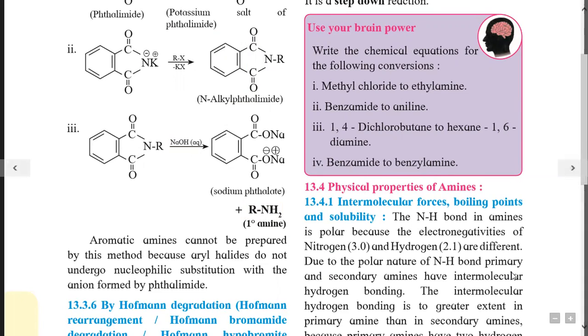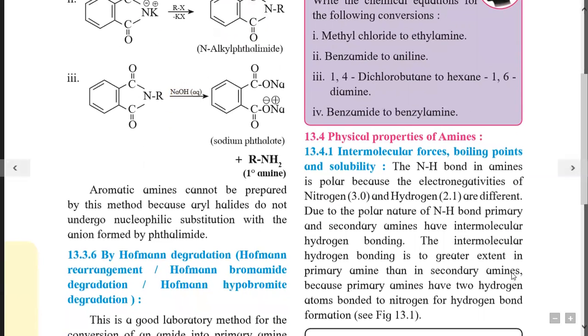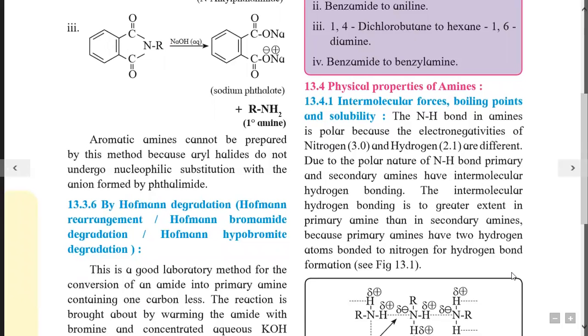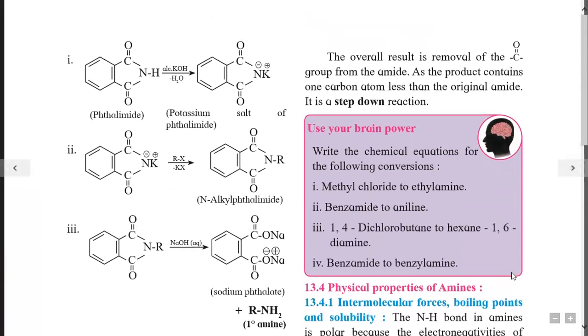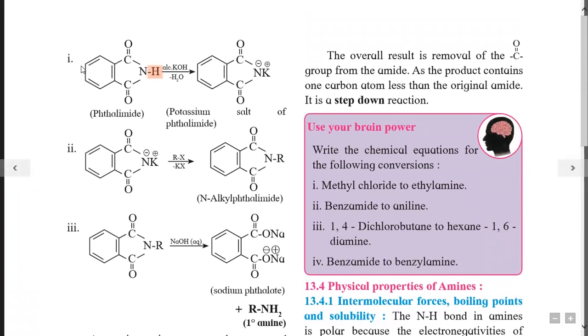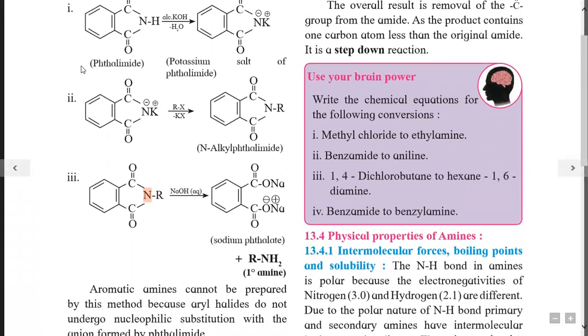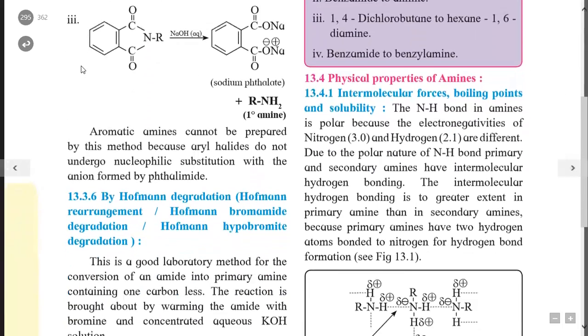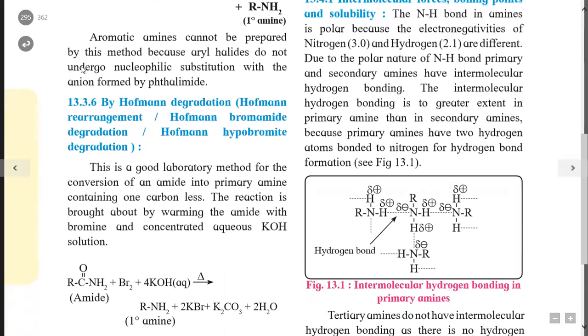So aromatic amines cannot be prepared by this method because aryl halide does not undergo nucleophilic substitution with the anion formed by phthalimide. So that is the reason. This is an important preparation method. The structure is large for the phthalimide, but it is a very simple reaction. First hydrogen is replaced by potassium, then potassium is replaced by alkyl group, and finally this alkyl group and nitrogen with hydrogen form the primary amine. So that preparation is called the Gabriel phthalimide synthesis.